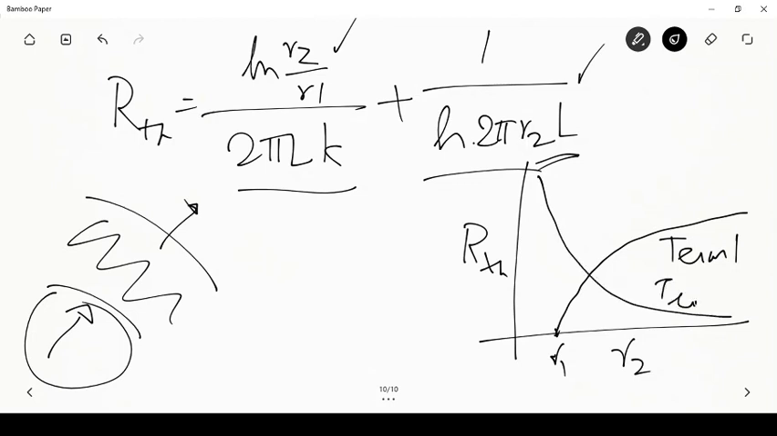Okay, so the sum of these two will actually start from somewhere here, go to a minimum and go up. So this is the way the sum of the two terms is going to go, and it is going to show a minimum at some radius, which we call R critical. Okay, so what does it mean?